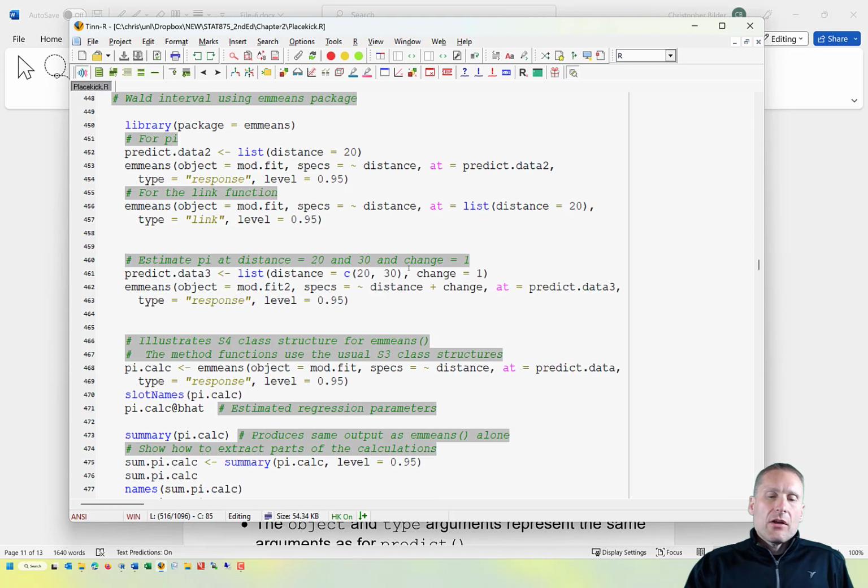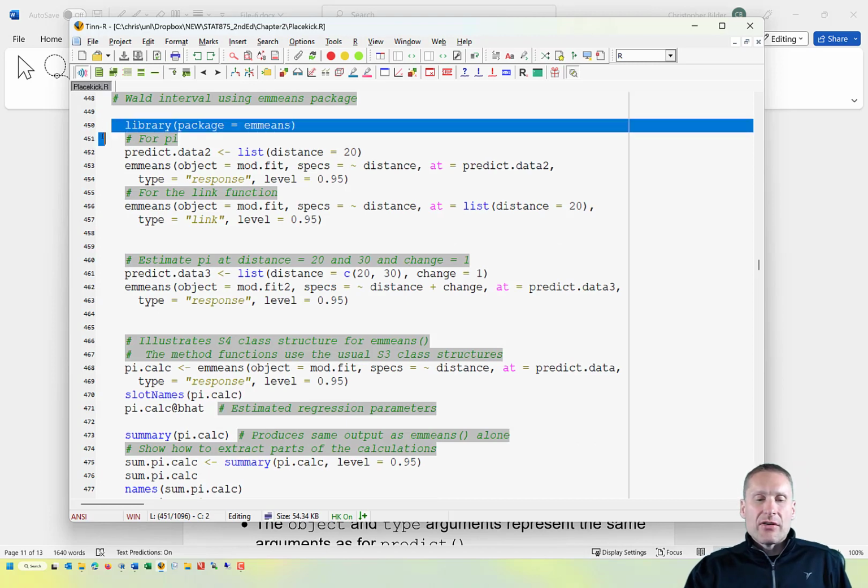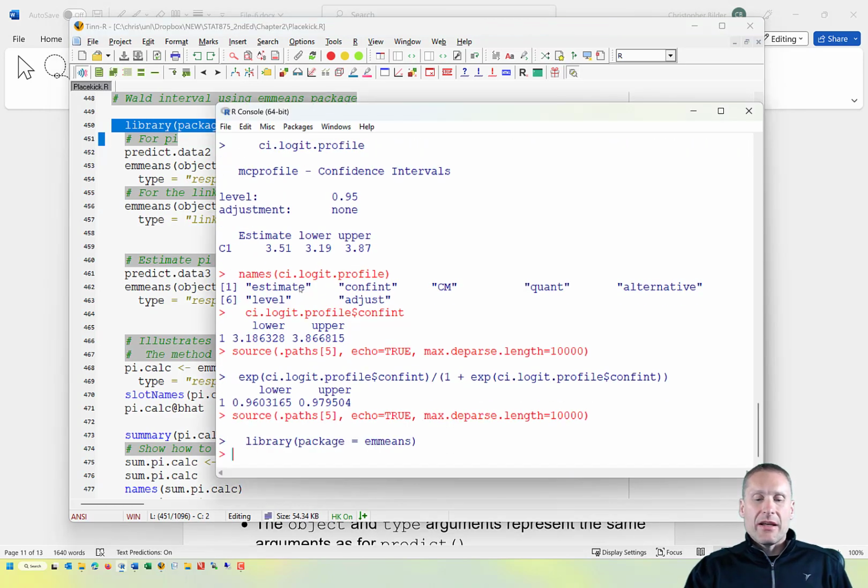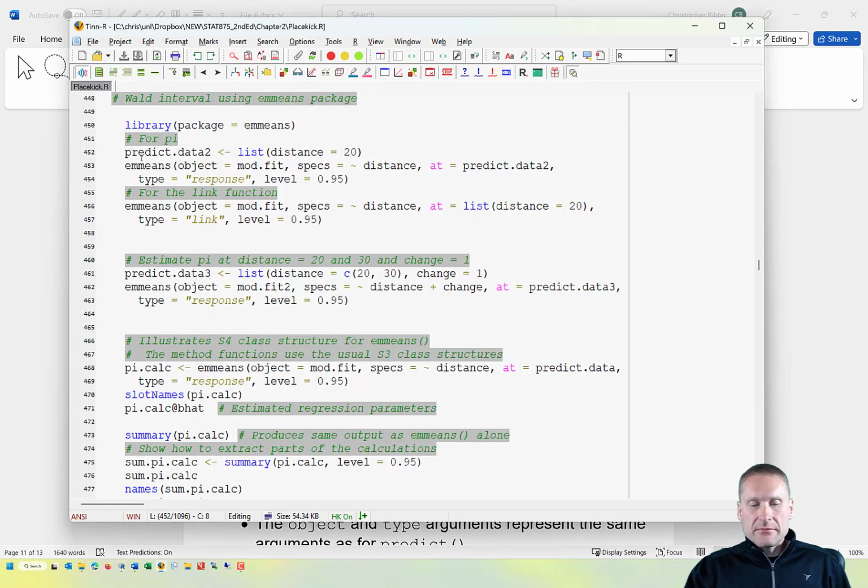Okay, so this is a package that was originally written by Russ Lenth, who was a professor at the Department of Statistics and Actuarial Science at the University of Iowa. It is on CRAN, the Comprehensive R Archive Network, so you're going to need to download it to install it. And then once you do that, say library emmeans, and now you're ready to go.